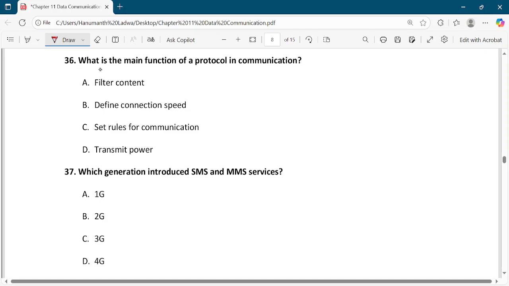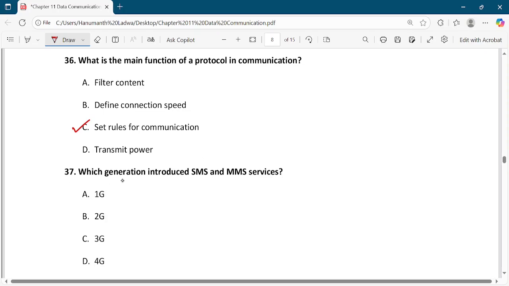Question number 36. What is the main function of a protocol in communication? Option A filter content, B define connection speed, C set rules for communication, D transmit power. Here option C set rules for communication is the right answer. Here protocol is nothing but the rules agreed between both sender and receiver. So hence option C set rules for communication is the right answer.